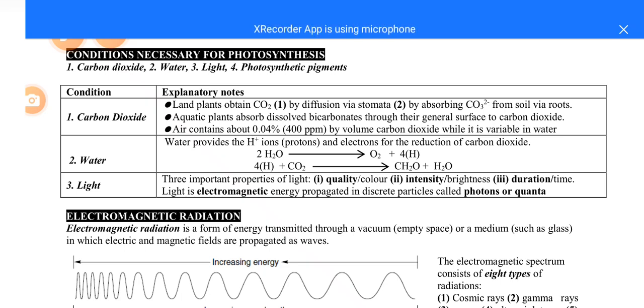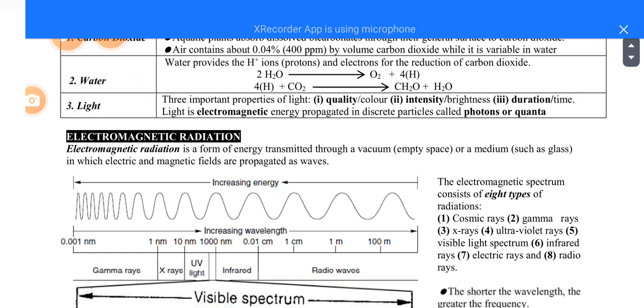So from there, let us look at what we call the electromagnetic radiation. Electromagnetic radiation is a form of energy transmitted through a vacuum. When we recall in physics, a vacuum is an empty space. So electromagnetic radiation is a form of energy transmitted through a vacuum, in bracket an empty space, or a medium, for example, such as glass, in which electric and magnetic fields are propagated as waves.